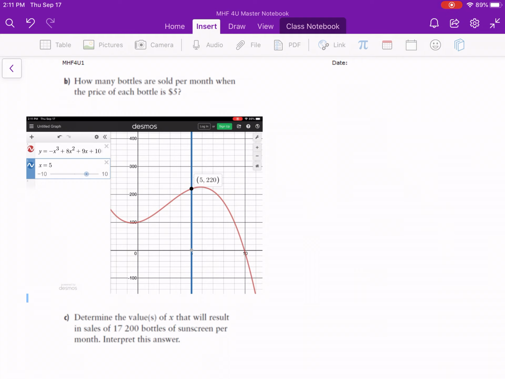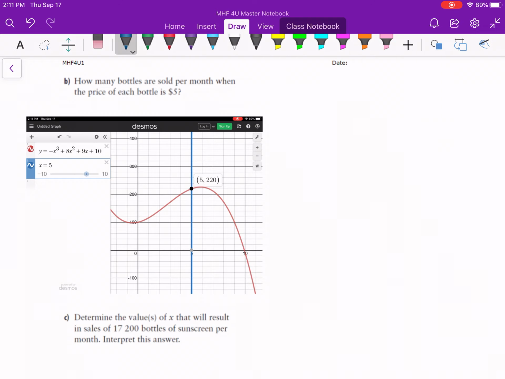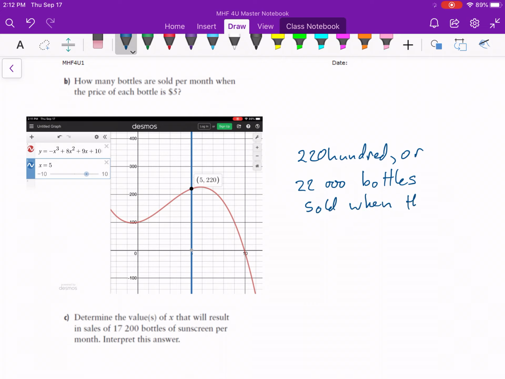Okay, that seems to fit fairly nicely. And so the answer, oh sorry, not 2,200, 220 hundreds, or 22,000 bottles sold when the price is $5 a bottle.